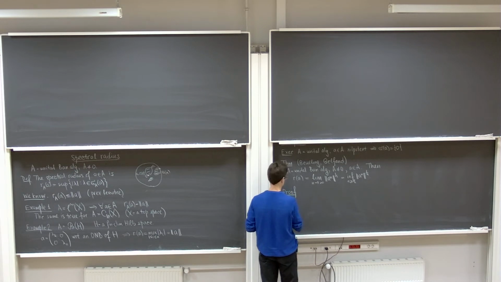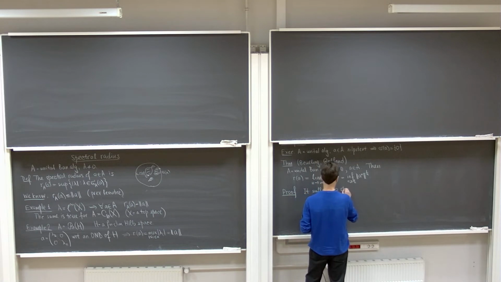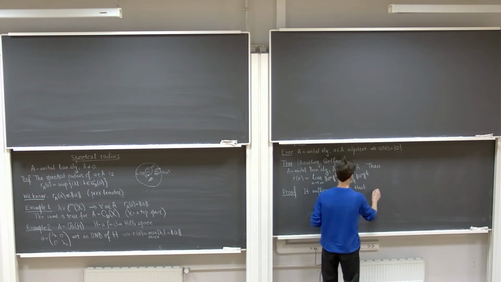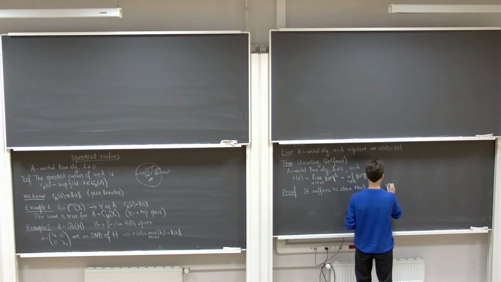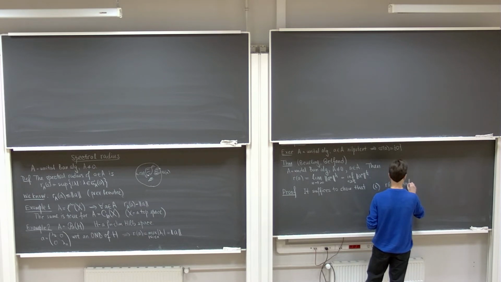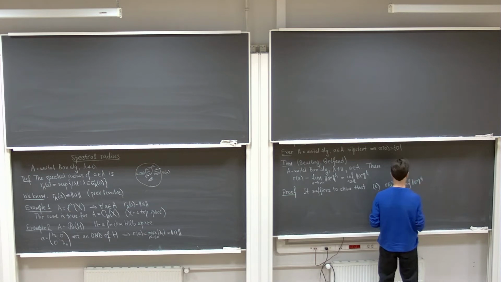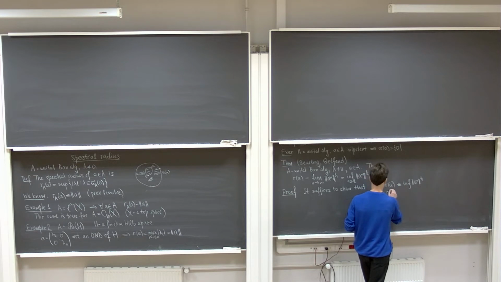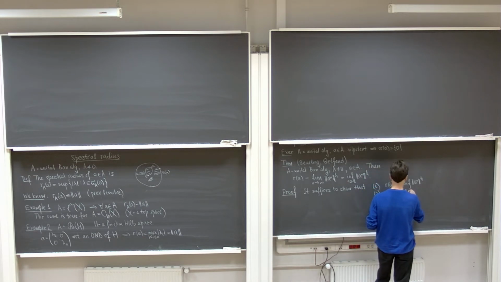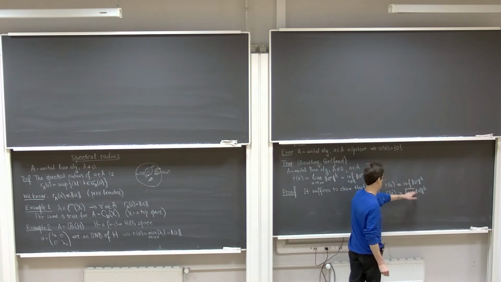To prove this result, it suffices to prove two inequalities. It suffices to show that, first of all, the spectral radius is less than or equal to the infimum. And second, that the spectral radius is greater than or equal to the upper limit. This is the upper limit of the sequence.